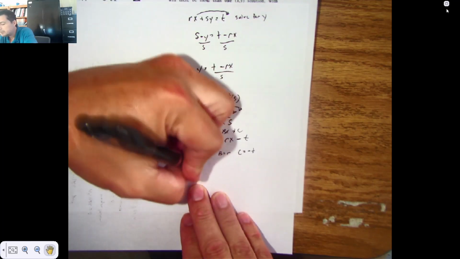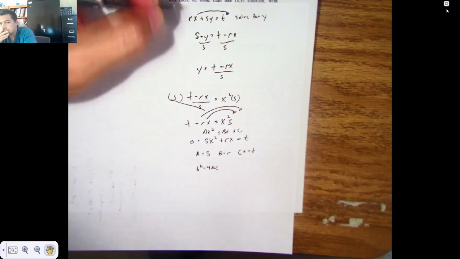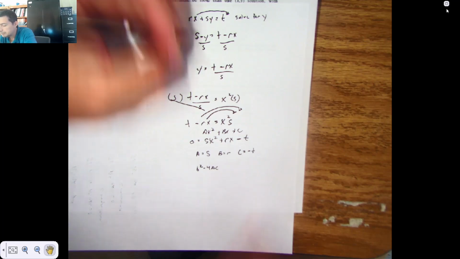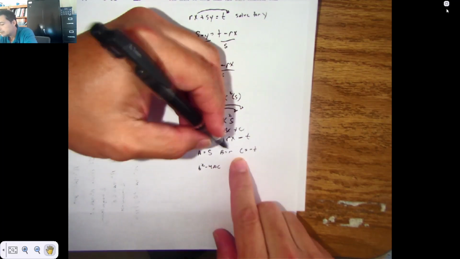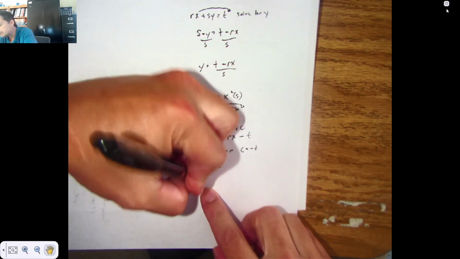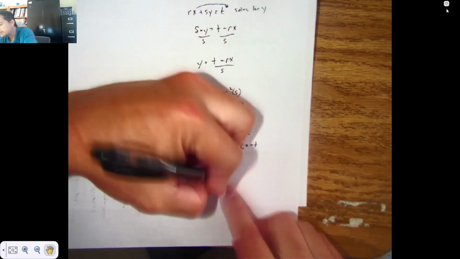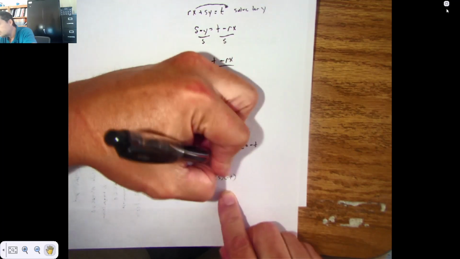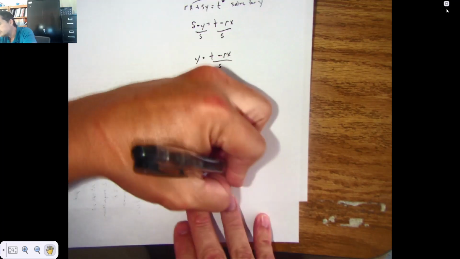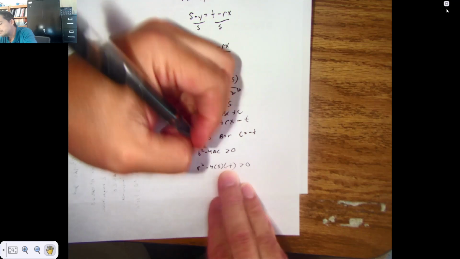And remember I was talking about that b squared minus 4ac part? I'm going to plug into this. So b is going to be r squared, minus 4 times a, which is s, times a negative t. And I'm hoping for greater than 0, so I'm just going to write down greater than 0. A negative times a negative is a positive.